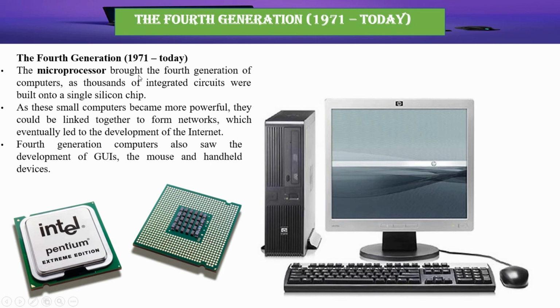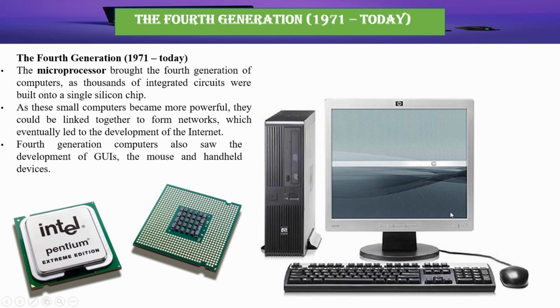The microprocessor brought the fourth generation of computers, as thousands of integrated circuits were built onto a single silicon chip, which is called a microprocessor. All these small computers became more powerful. They could be linked together to form networks, which eventually led to the development of the internet. Fourth generation computers also saw the development of GUIs, the mouse, and handheld devices.